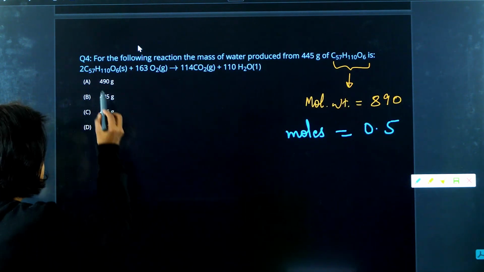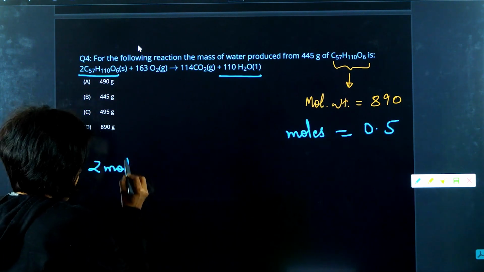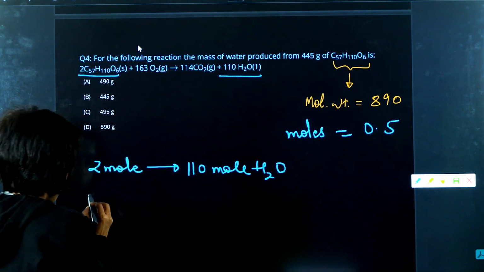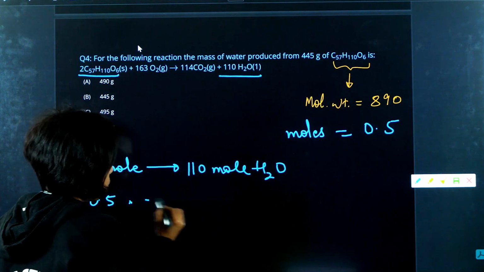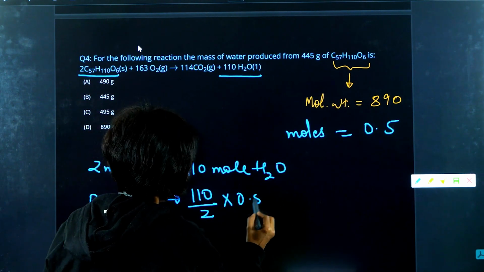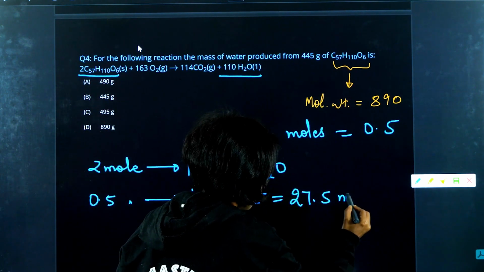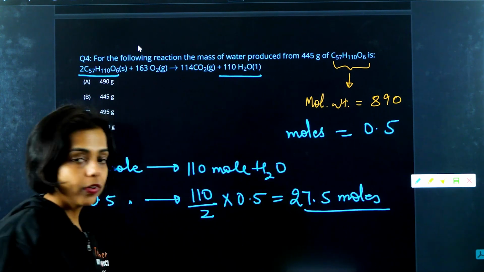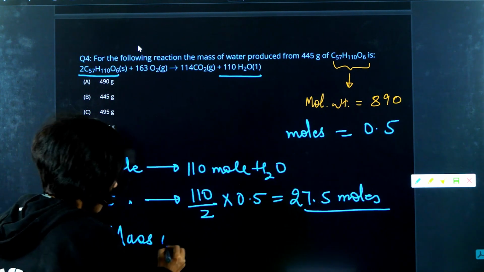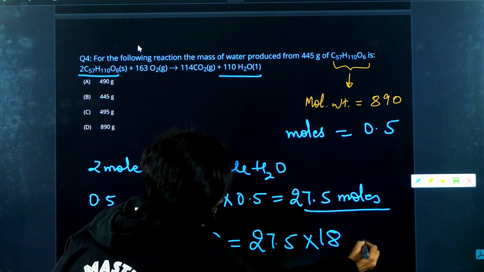So the equation says 2 moles of this substance forms 110 moles of water. So 0.5 moles, how many moles will it form? 0.5 moles of this substance will form 110 by 2 into 0.5. Yes, that is 27.5 moles of water as a product. So we got moles of water and we are supposed to tell the mass. So mass of water, of course, is the moles multiplied by the molar mass of water, that is 18, right? So the final answer you will get in grams.